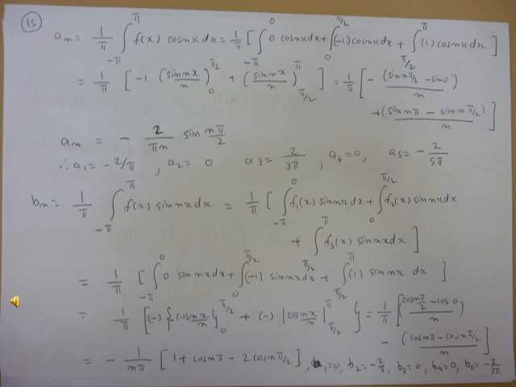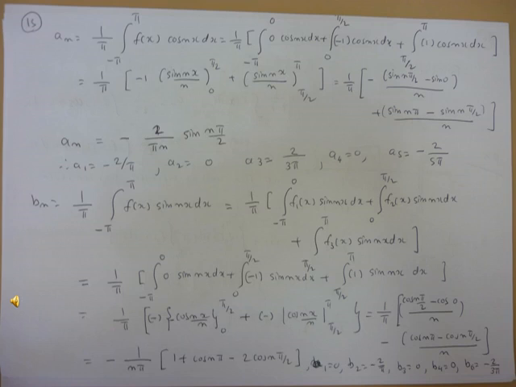lower limit 0, upper limit pi by 2, plus sin nh by n, lower limit pi by 2, upper limit pi. So therefore 1 by pi, minus sin n pi by 2 minus sin 0 by n, plus sin n pi minus sin n pi by 2 divided by n. So the a_n value is minus 2 by pi n sin n pi by 2.